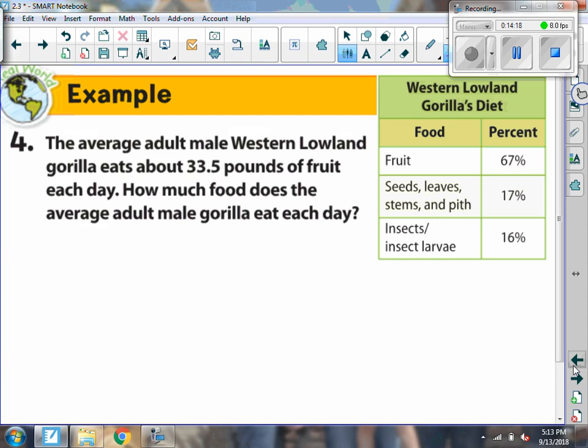Okay, here's our last example. The average adult male western lowland gorilla eats about 33.5 pounds of fruit each day. How much food does the average adult male gorilla eat each day? So take a moment and pause this and copy this down in your notes.